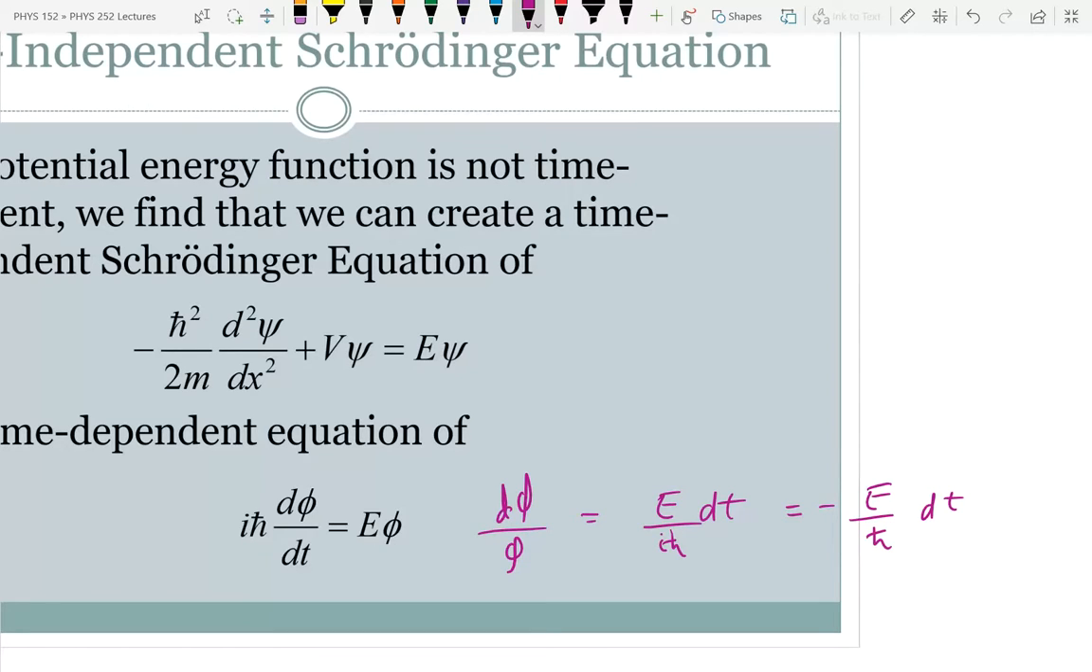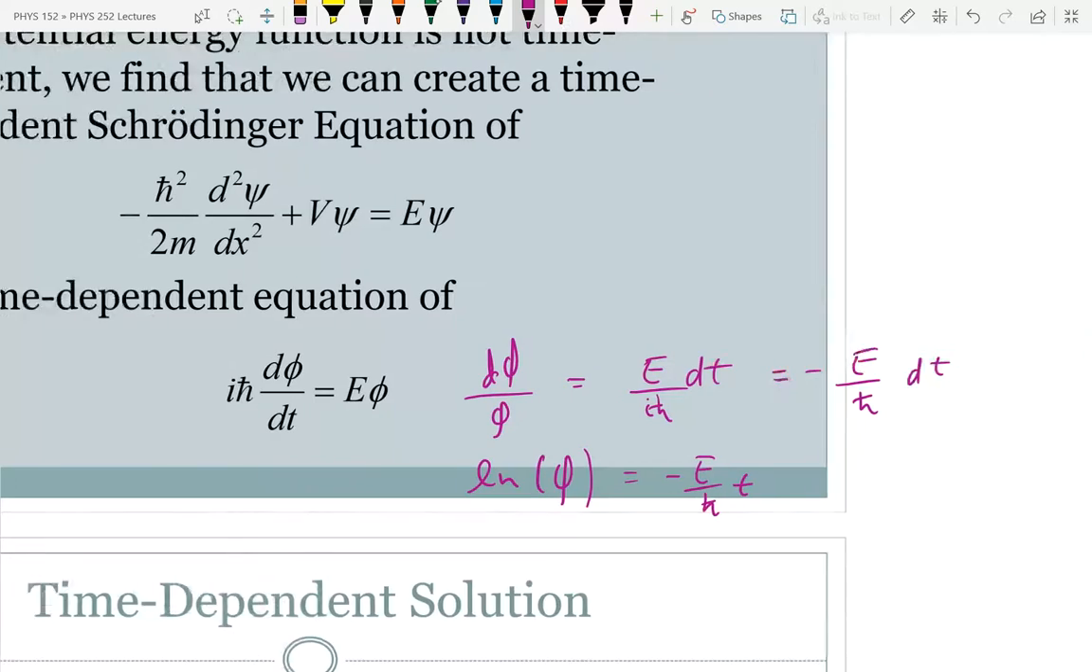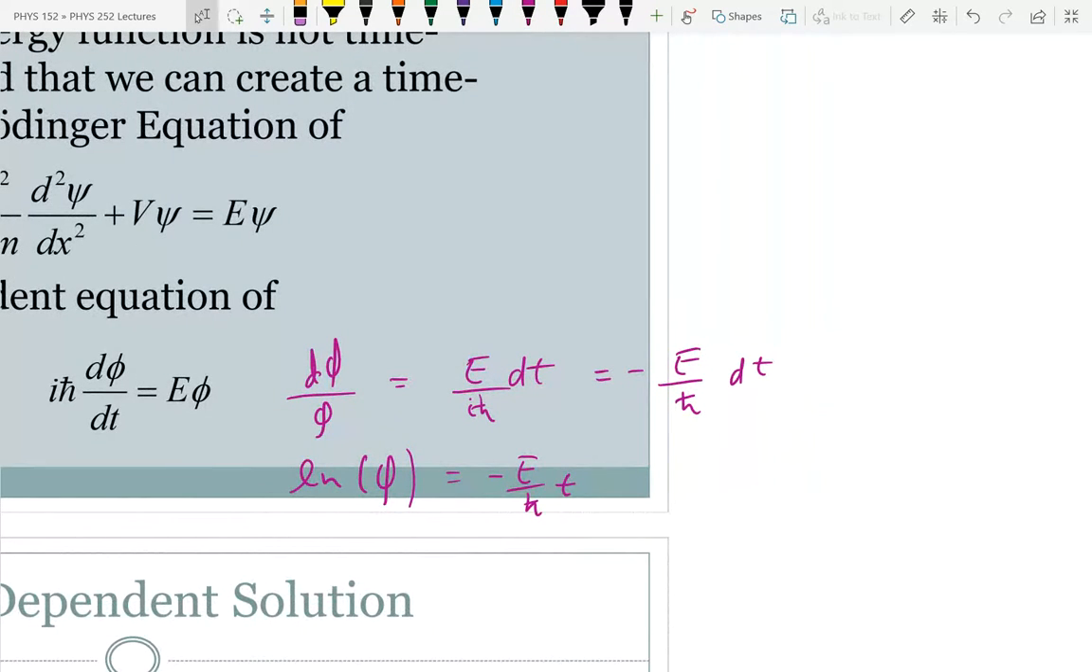Integrate the left-hand side, and you get natural log of phi. Integrate the right side. You have that. And so finally, if I want phi by itself, I have to use the inverse of natural log. What's the inverse of natural log? Exponential. And so I have phi is equal to e to the minus.